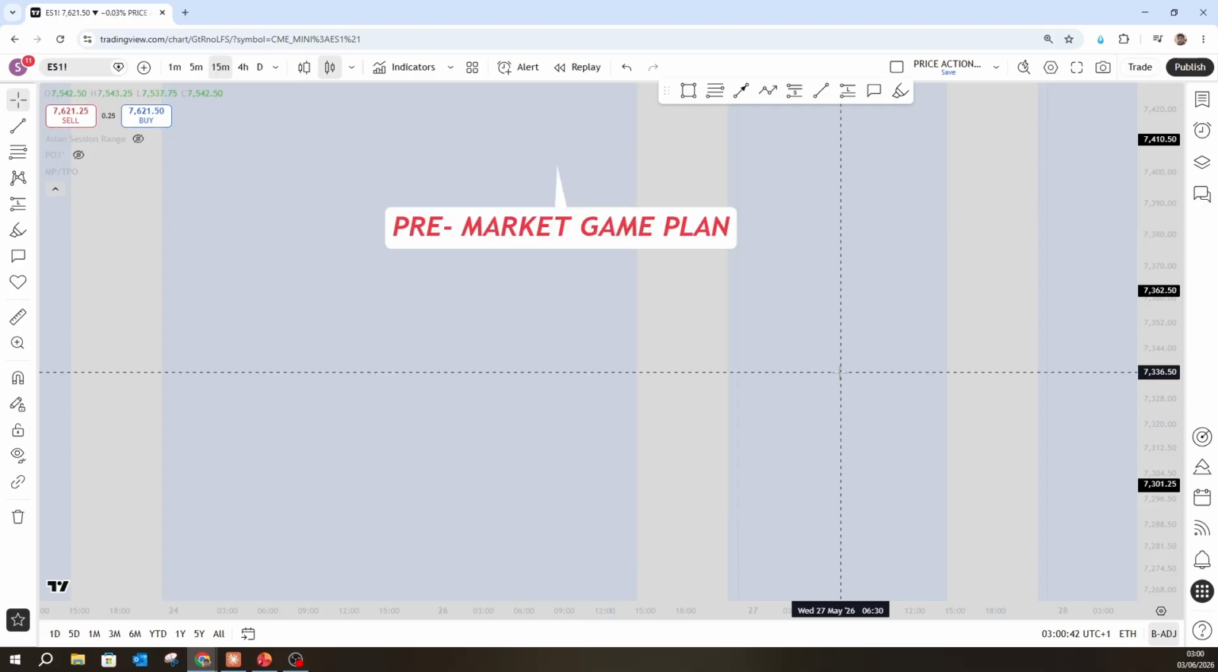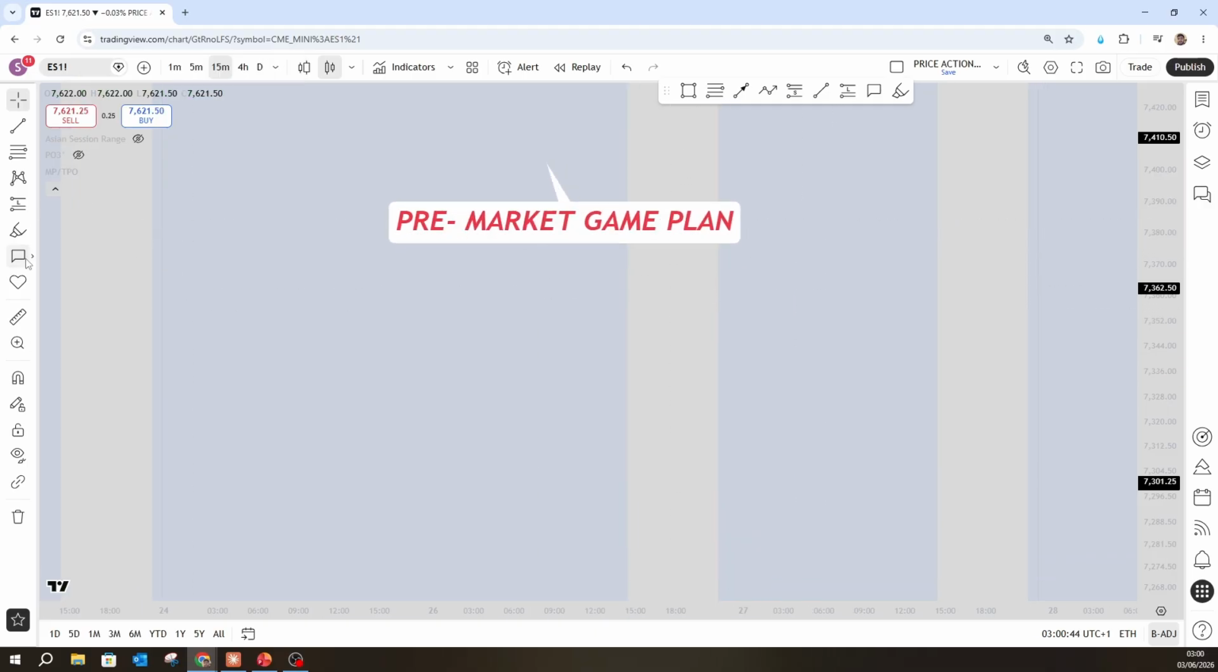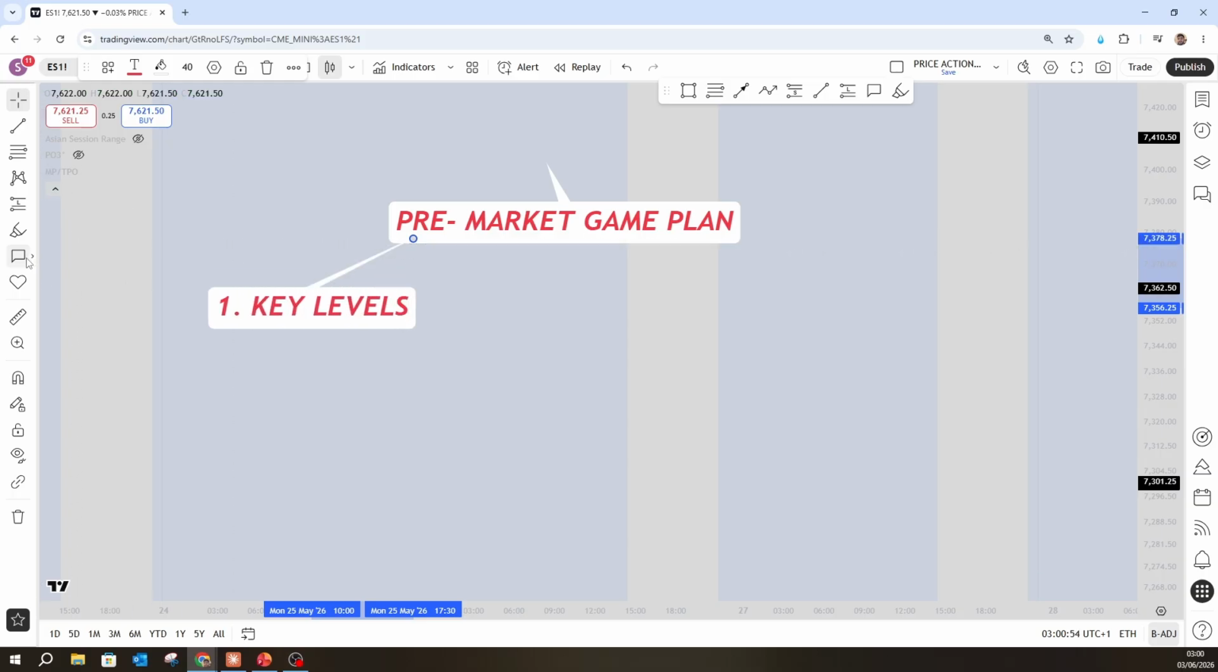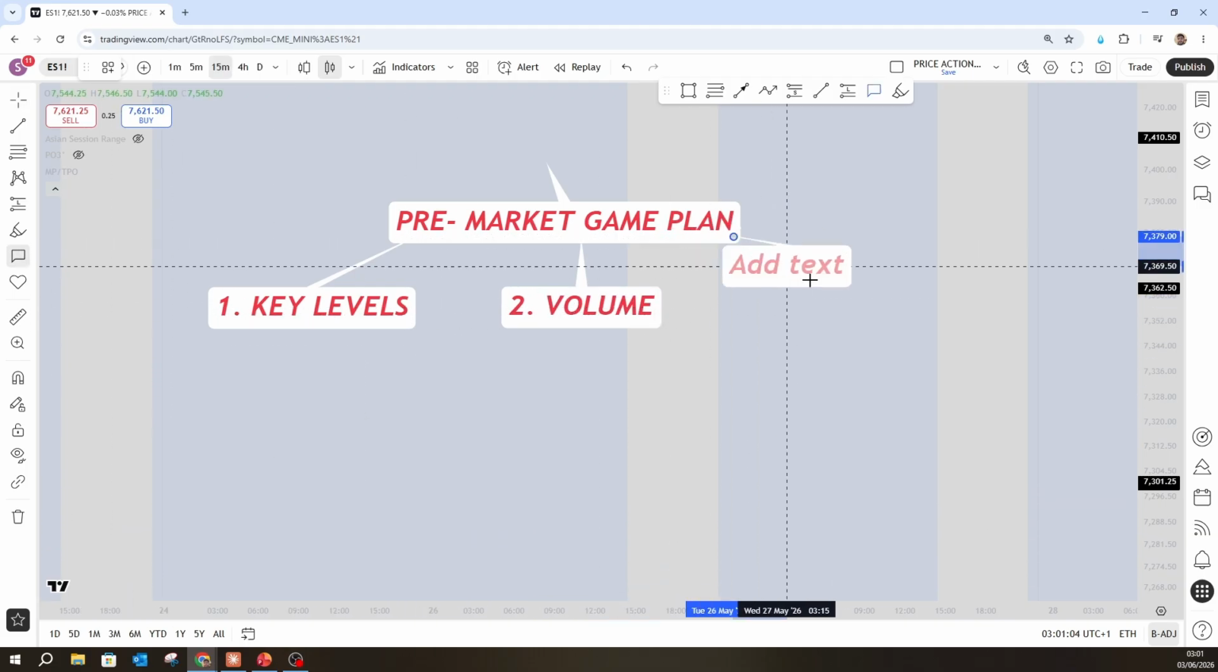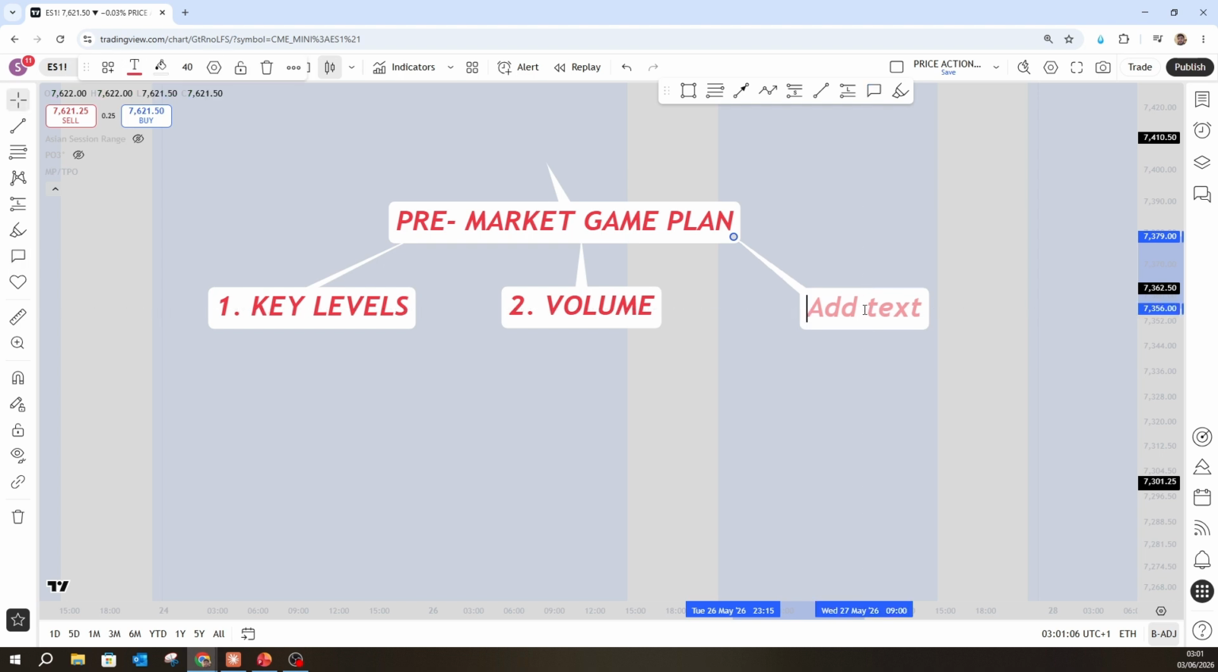Your pre-market game plan essentially comes down to three things, right? You want to get clear on your key levels. This is very important. You then want to get clear on volume, so the high volume area, high volume area, low. This is the volume. And the next thing is you want to get clear on what times you are going to trade the levels. So what time?